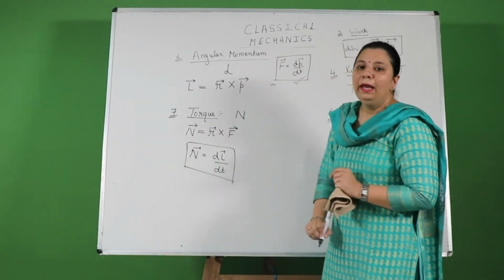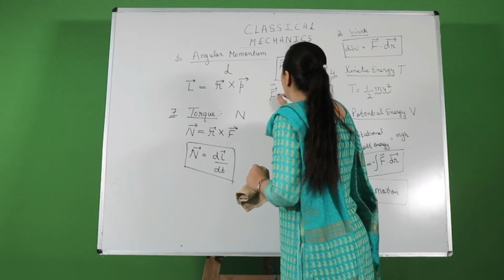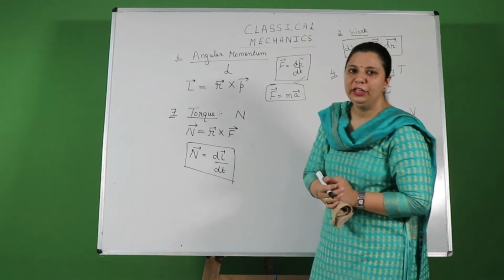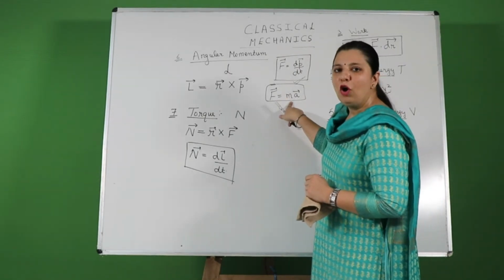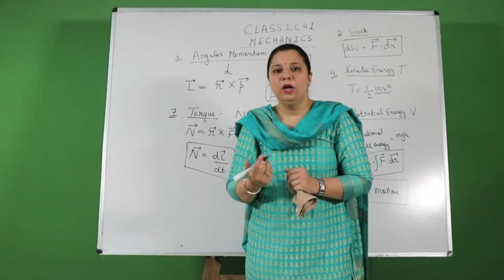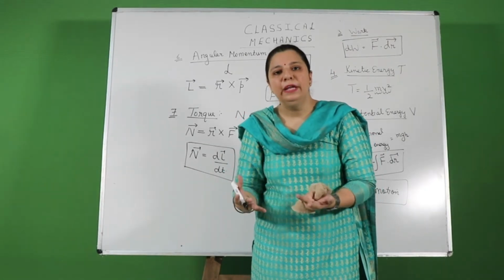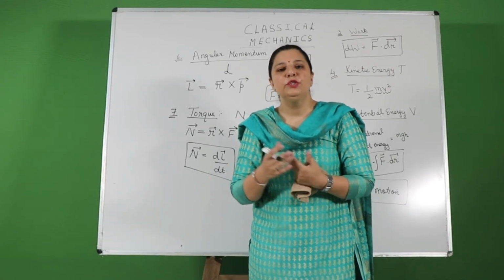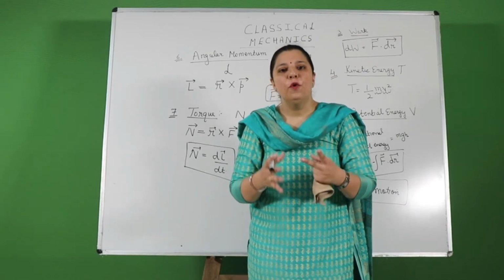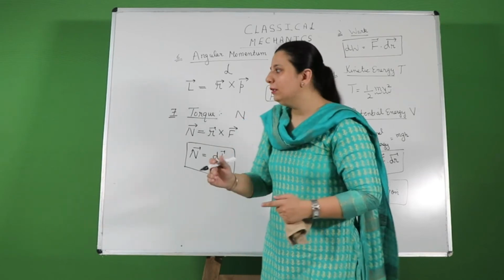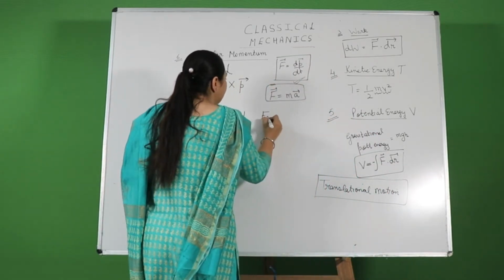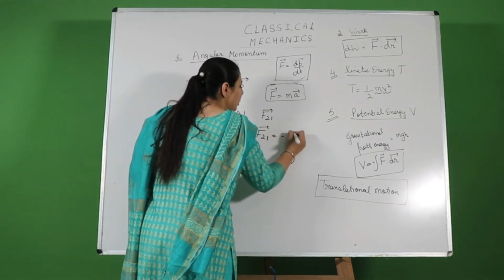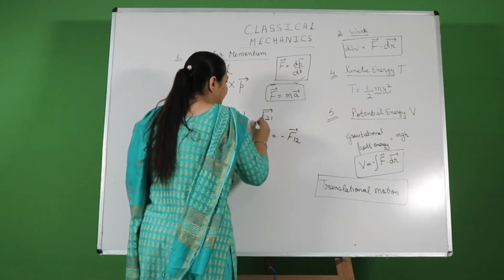Newton's second law states that force is directly proportional to the rate of change of linear momentum. This law also gives us force as mass into acceleration if mass is taken as constant. What is the third law? The third law states that to every action there is an equal and opposite reaction. For example, if there are two bodies, 1 and 2, and the force which the first body exerts on the second is F21, then F21 will be equal to minus F12.